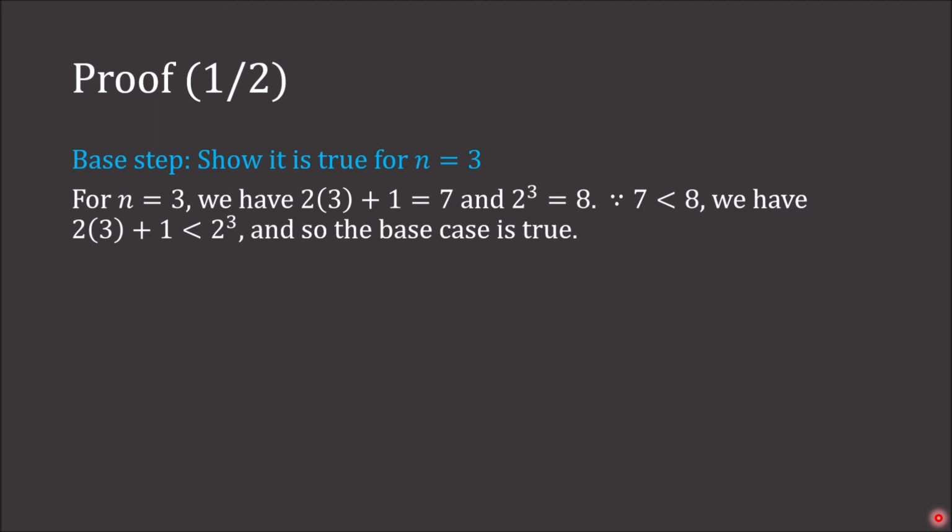Well, for n equals 3, 2 times 3 plus 1 is just 7, and 2 cubed is 8. Now, 7 is definitely less than 8, and so we have 2 times 3 plus 1 is less than 2 cubed, so the base case has been proven true.